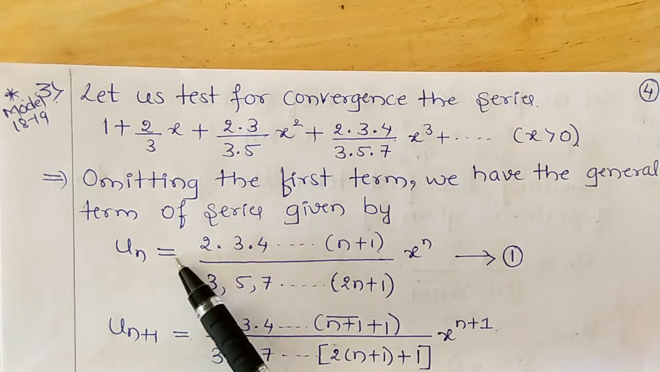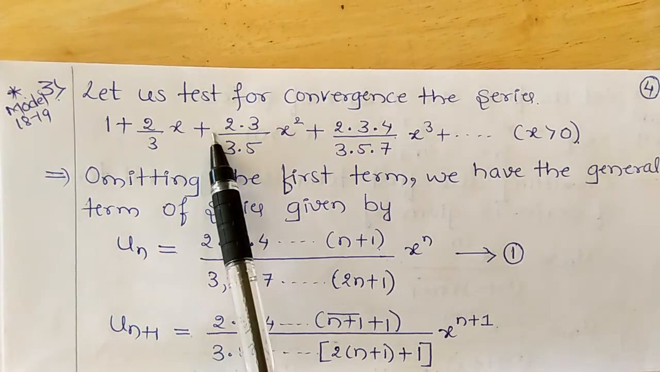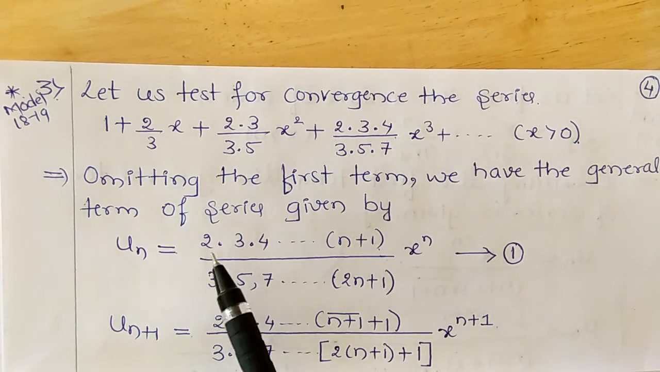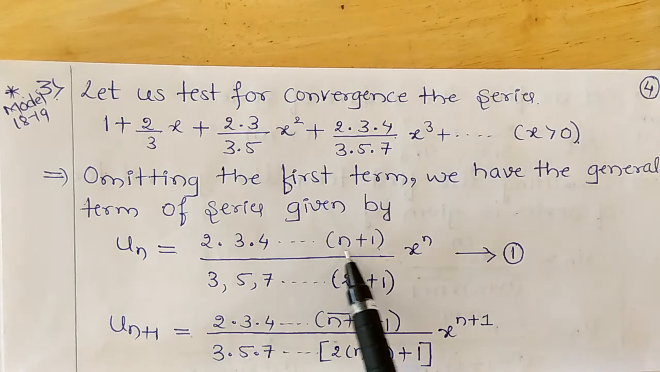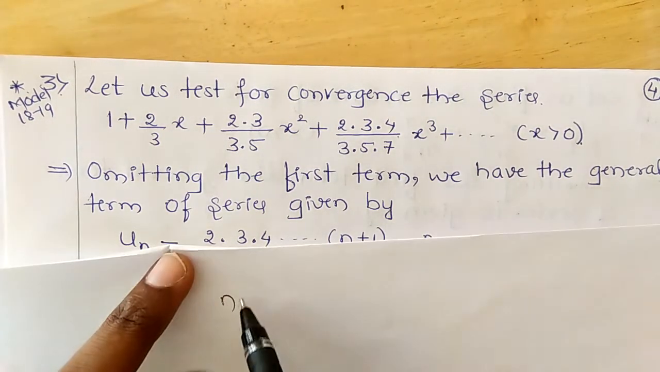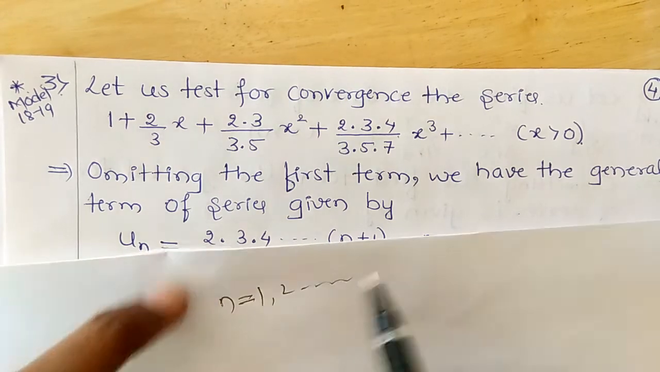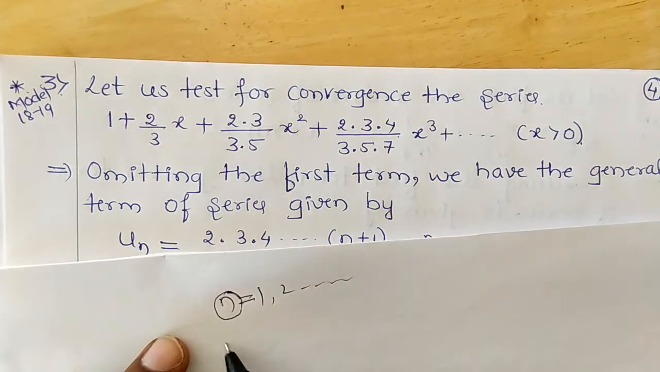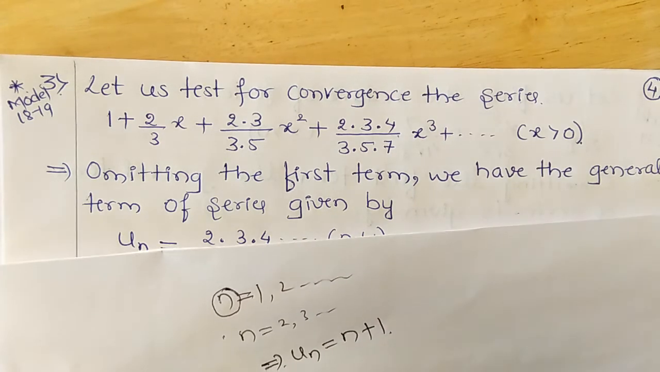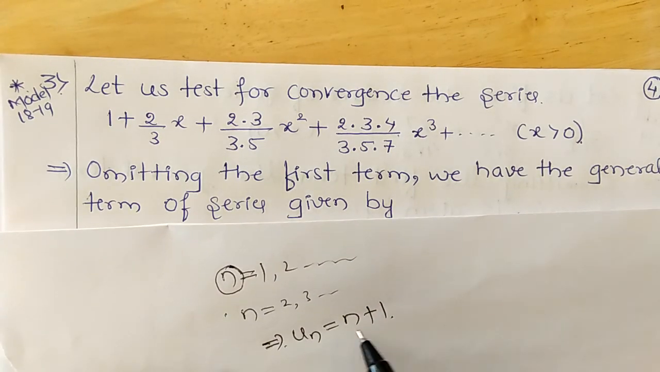So write un, which is equal to 2 by 3, 2, 3, 4, which starts from 2, meaning it is the n plus 1 term. n is 1, 2, 3, up to, and the sequence starts from 2, 3, 4. What is that un value? It is n plus 1. So why is it n plus 1? Put n equal to 1.